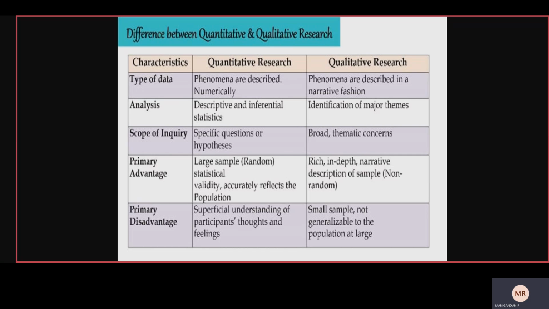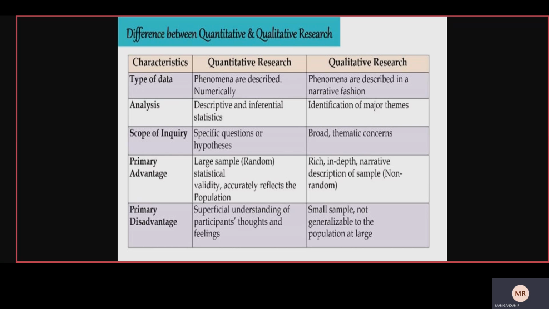The primary advantage: a large sample, that is called random sampling, the simple random sampling method. The statistical validity accurately reflects the population. And qualitative research means rich, in-depth interviews, the narrative description of the sample. That is a non-random sampling method. This is called the non-random sampling method, and this is called the random sampling method.